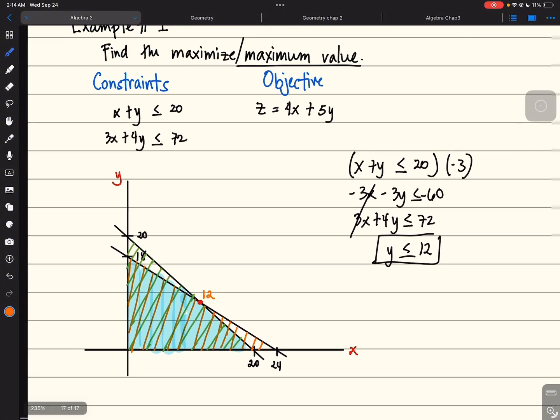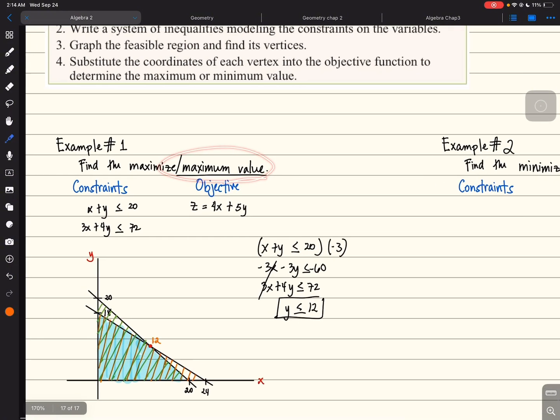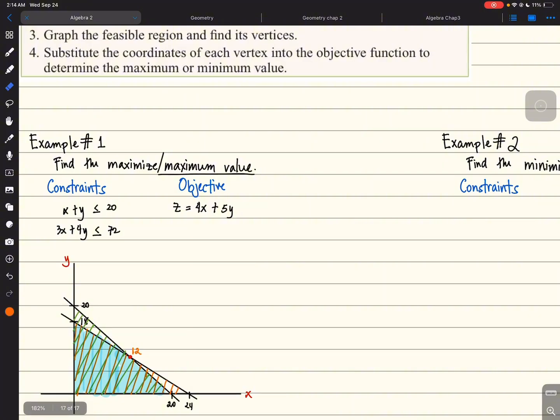Okay. So we are done with step 1, step 2, step 3. Now let's move to step 4. Substitute the coordinates of each vertex into the objective function so that we can determine the maximum value. So let's delete this one. So how can we do that? For you to get the maximum value, all you have to do is create a table.